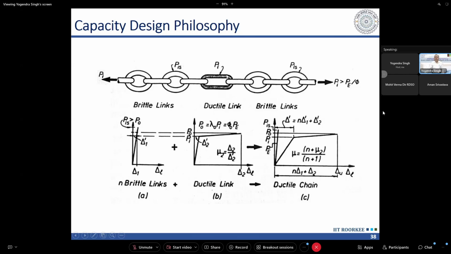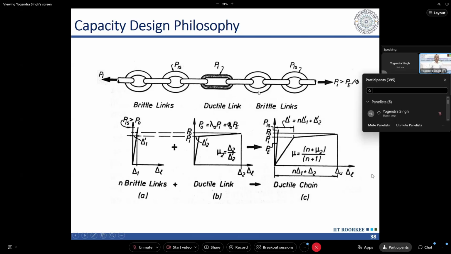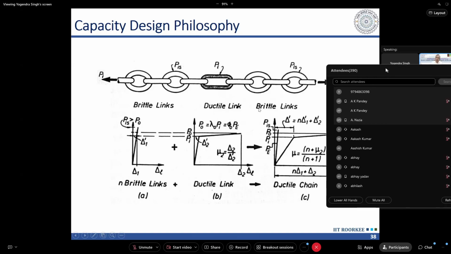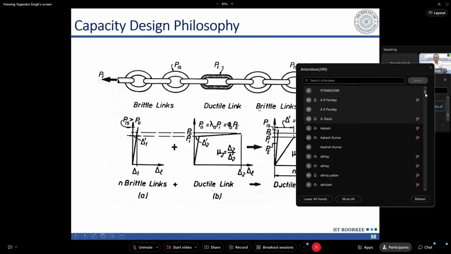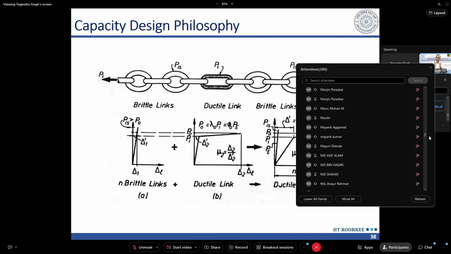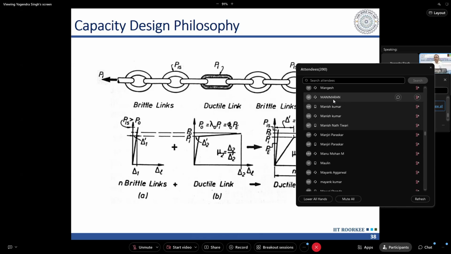On the other hand, if the strength of the ductile link was more than any of these links, then what will happen? The ductile link is not going to fail. The link which is the weakest is going to fail, and the behavior of the whole chain will become brittle. So we can make the whole chain behave in a brittle manner or a ductile manner, and similarly our structure to behave in a ductile manner, just by ensuring that the strength of all the brittle modes is higher than the strength of the ductile member.